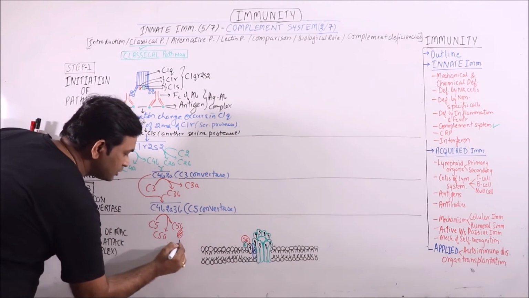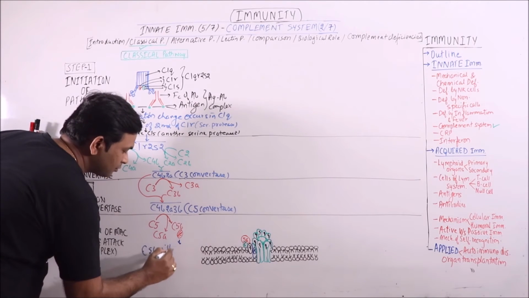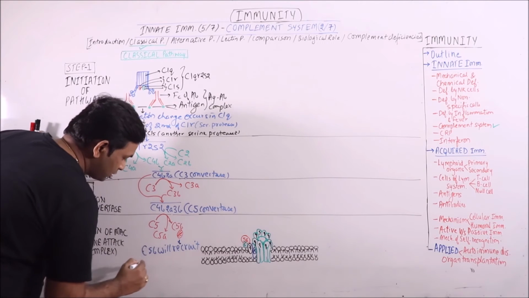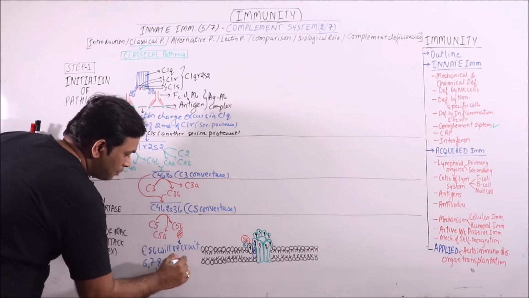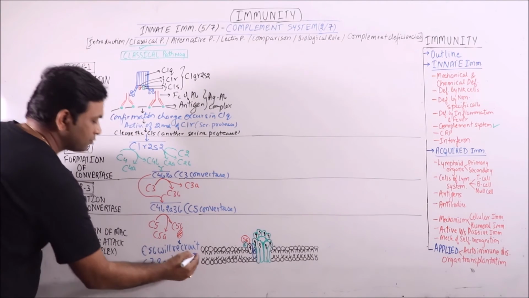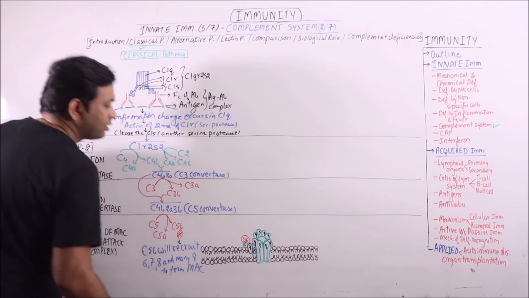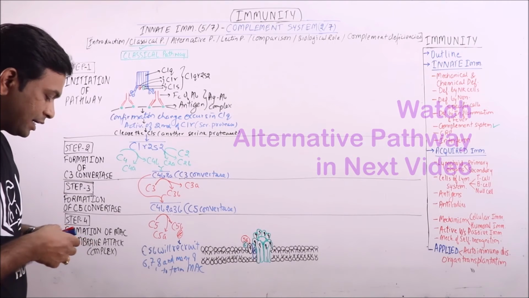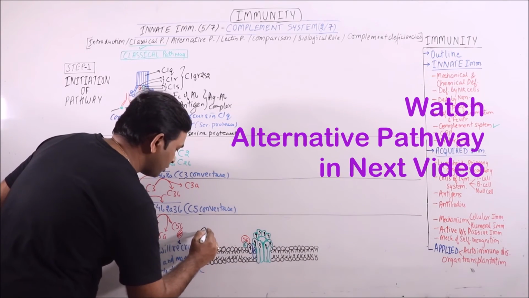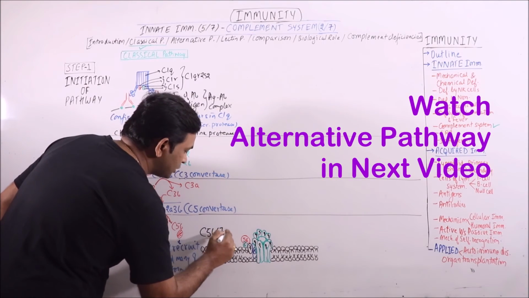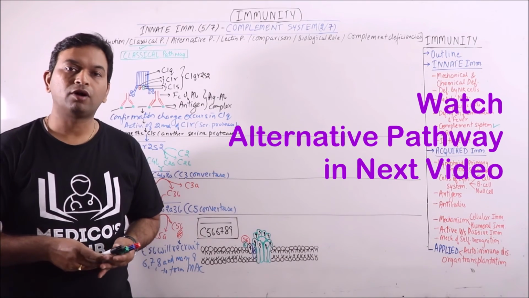So we'll say that C5B will recruit 6, 7, 8 and many 9 molecules to form membrane attack complex, and this membrane attack complex can be represented as C5B 6, 7, 8 and 9. So this is the classical pathway of complement system.